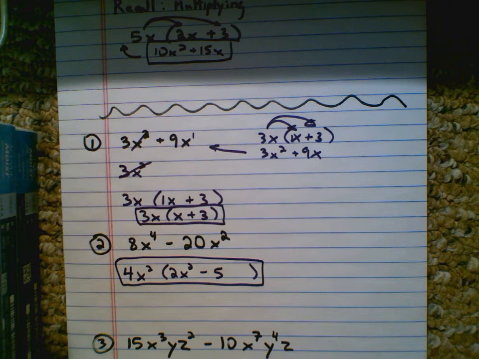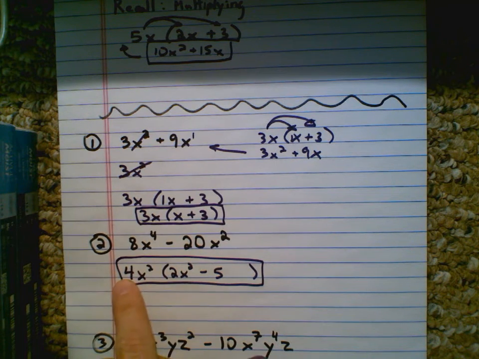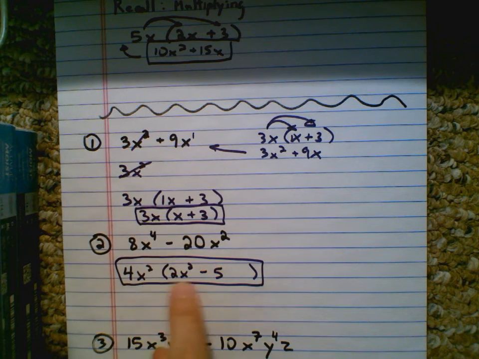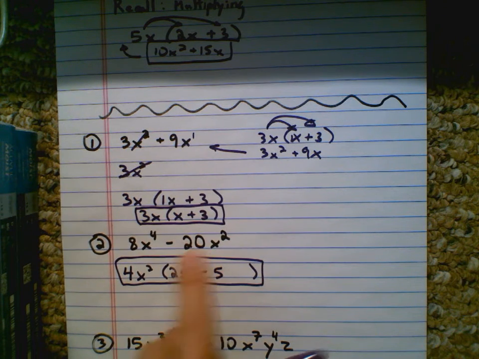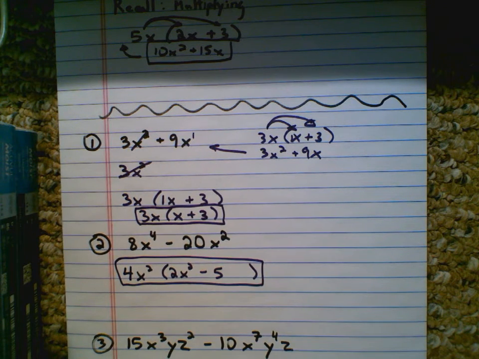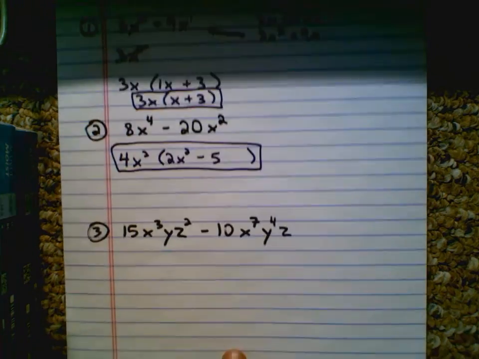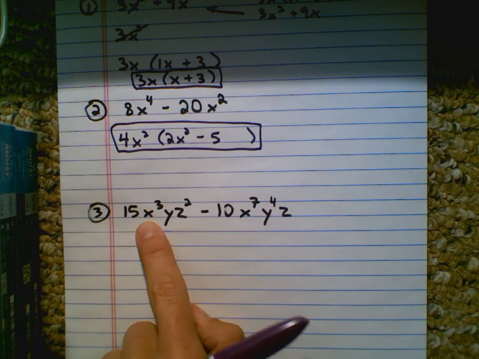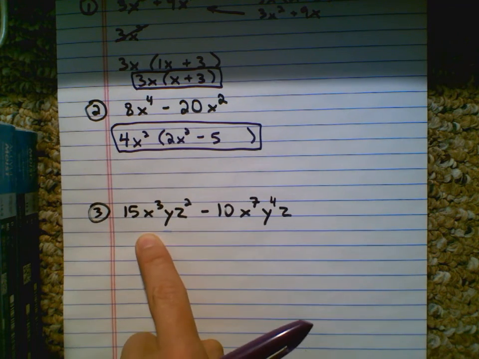If I wanted to check it, once again, I could just redistribute and I should get this back. 4 times 2 is 8. X squared times x squared is x to the fourth. 4 times negative 5 is negative 20 times the x squared. All right, one last problem here. Here you'll notice we have multiple variables. I think this will help us understand how the greatest common factor works.